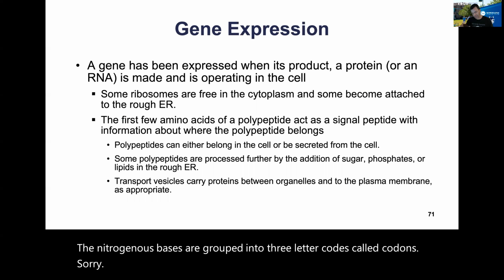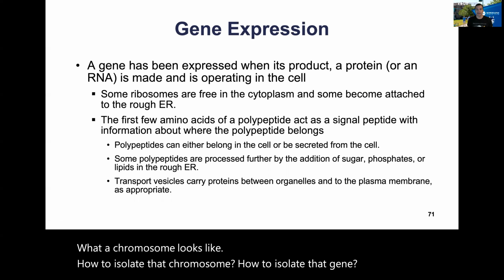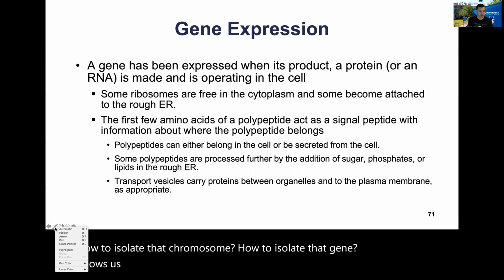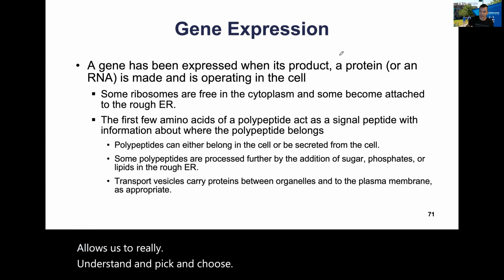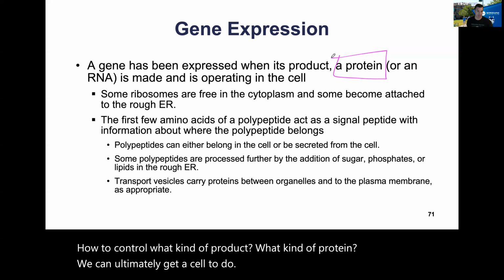This ability to understand what a chromosome is, what a chromosome looks like, how to isolate that chromosome, how to isolate that gene, allows us to really understand and pick and choose how to control what kind of product, what kind of protein we can ultimately get a cell to make.